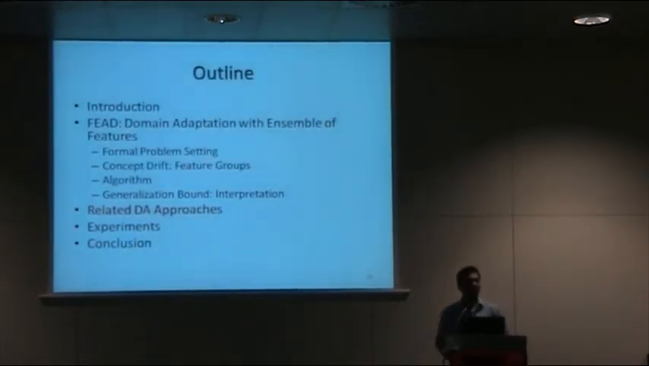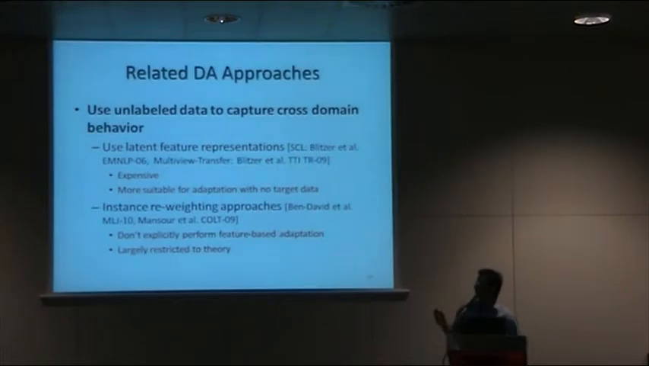So here is a description of our algorithm, and now I'm going to talk about a few related approaches and then distinguish those approaches from ours. Some domain adaptation approaches use just unlabeled data to capture cross-domain behavior. There is work by John Blitzer and others, where they create a latent feature representation which is supposed to generalize well to both domains. But A, this algorithm is very expensive because you have to learn a large number of classifiers to capture this cross-domain behavior. And B, it is more suitable for adaptation with no target data, whereas we work in the setting where we have a small amount of labeled target data.